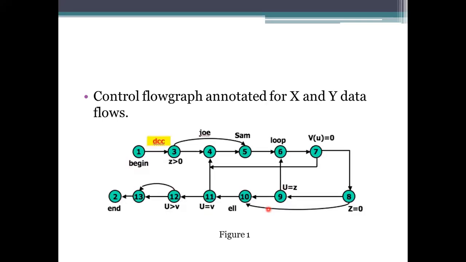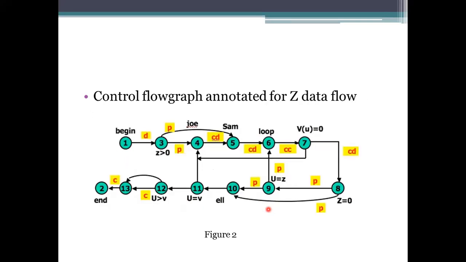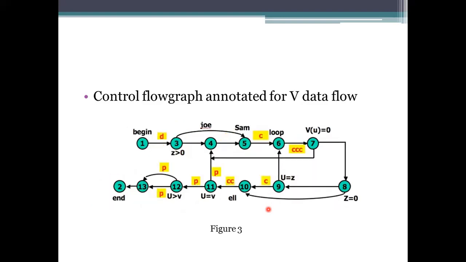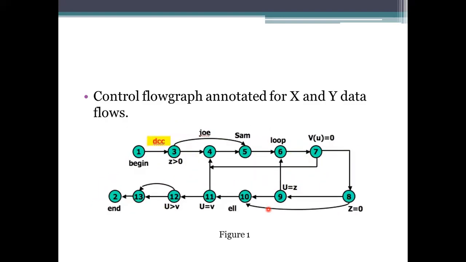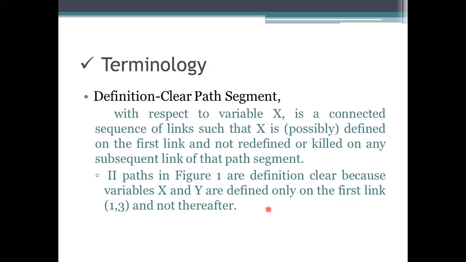So here, before specifying the path segments or paths, the different types of annotations we used, I am using the same example representation here, that is for X, Y, Z and V. This terminology has 4 indicative things which are important for strategy. The first one is the definition clear path segment.